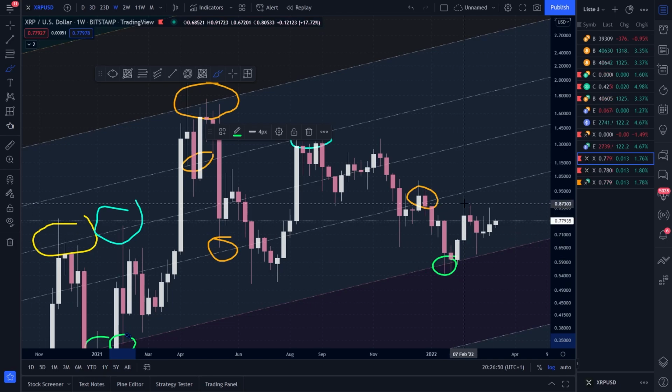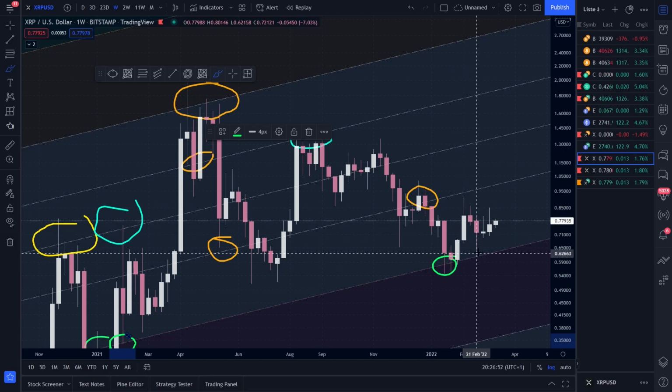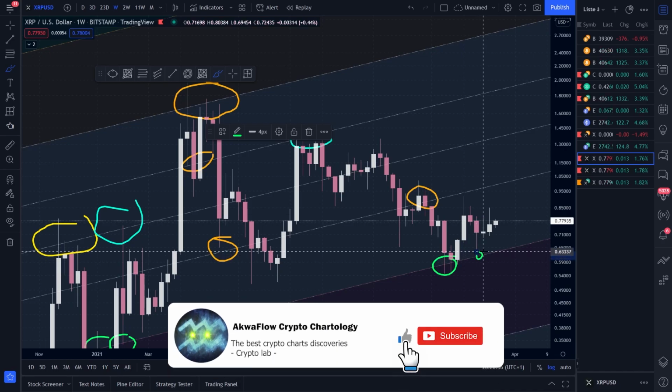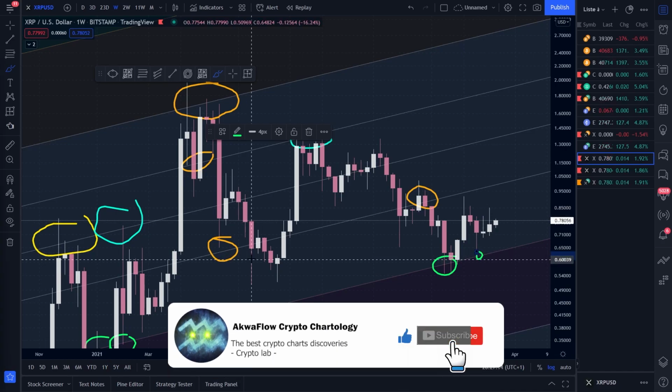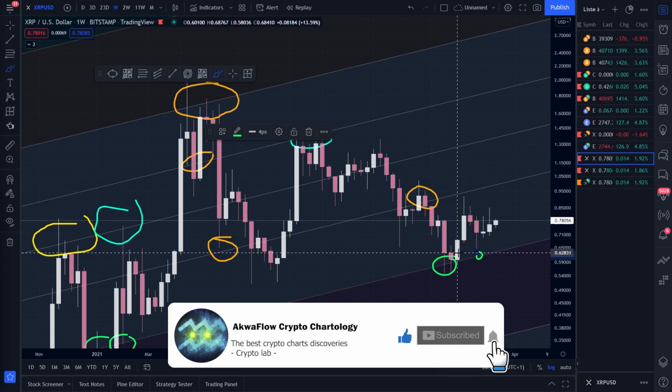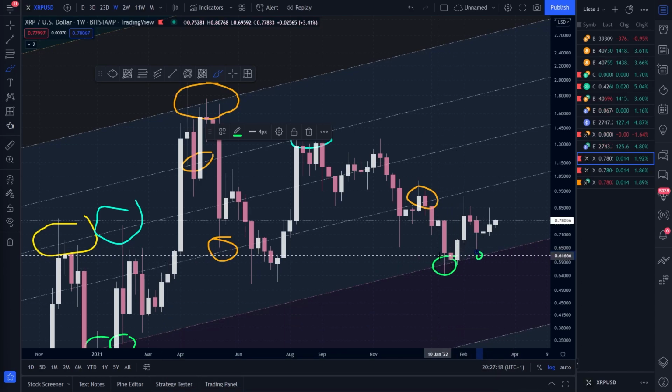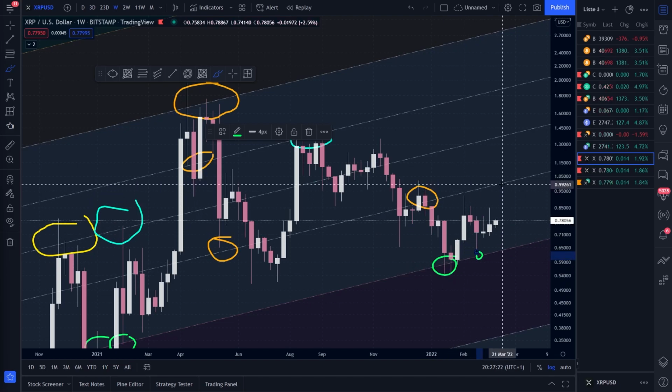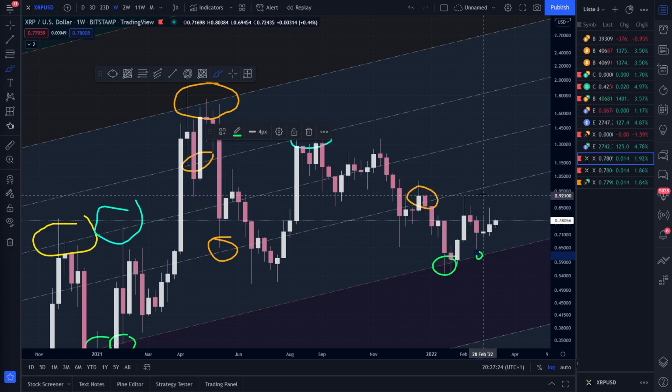We have a strong bounce to the upside. We almost touched the line a second time, just right here, and we went up. So if we want to stay bullish, we need to keep this level as a support, and we need to break this area of resistance.